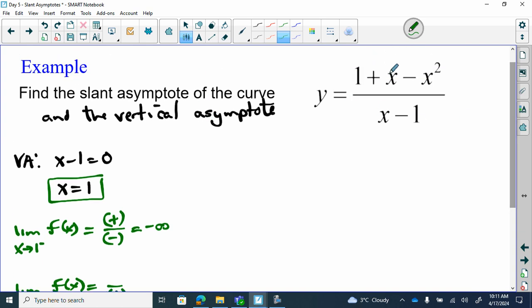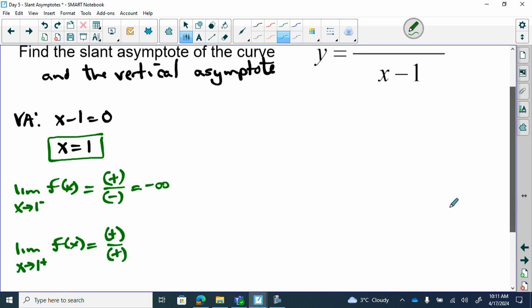Fill in 1.1 here. 1 plus 1.1 is 2.1. 1.1 times 1.1 is 1.21. So I've got 2.1 minus 1.21. It's a positive. So I know on the right of 1, my y values are getting infinitely large.